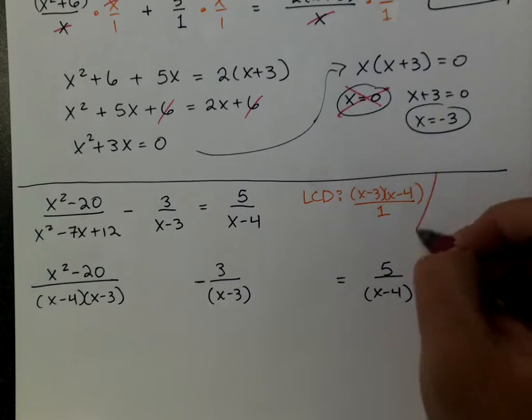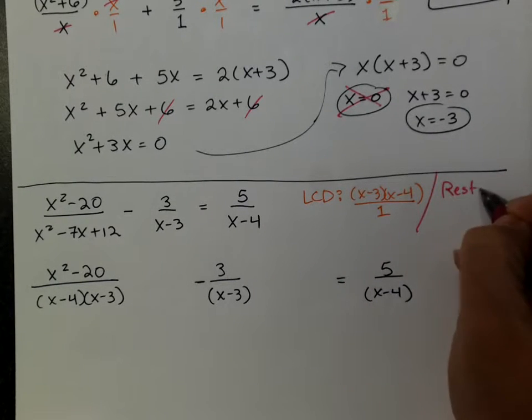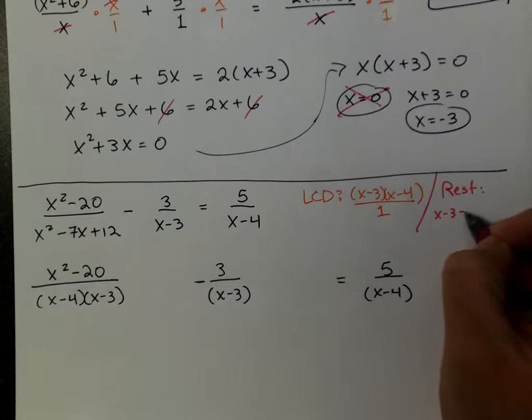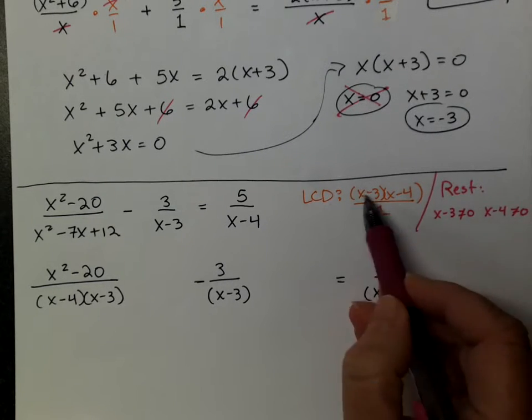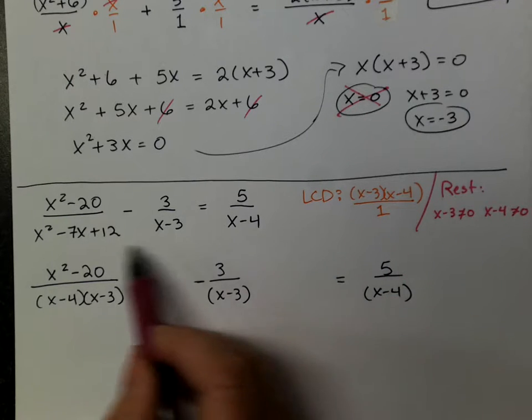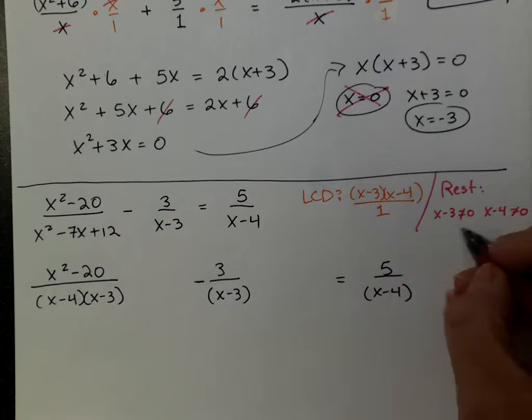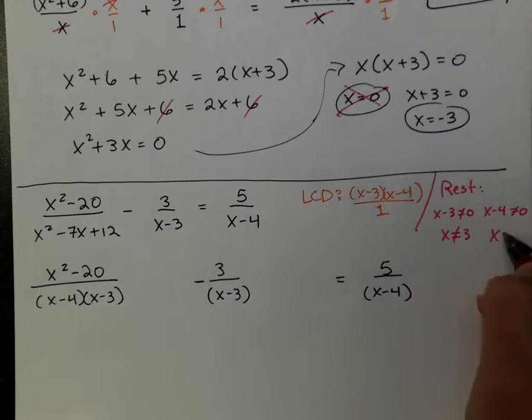How many restrictions will I have? 2. Right. Either x minus 3 cannot be equal to 0, or x minus 4 cannot be equal to 0. Either one of those would make my LCD, and therefore at least one of my regular denominators undefined. X cannot be 3, x cannot be 4.